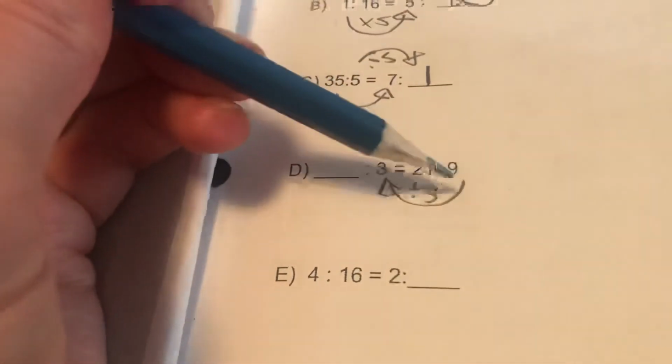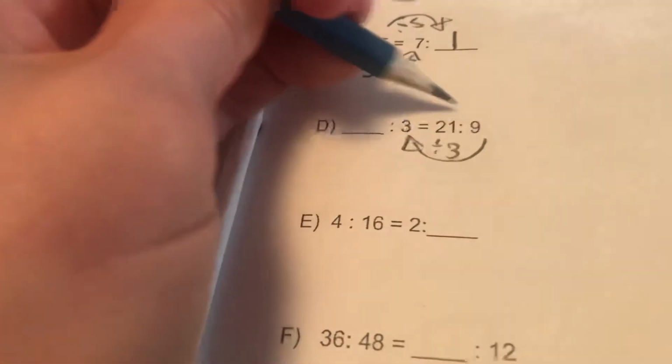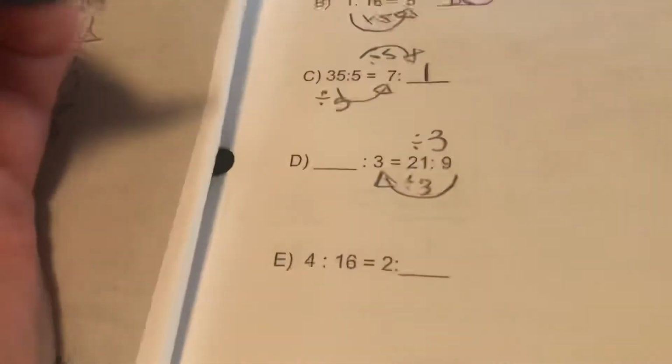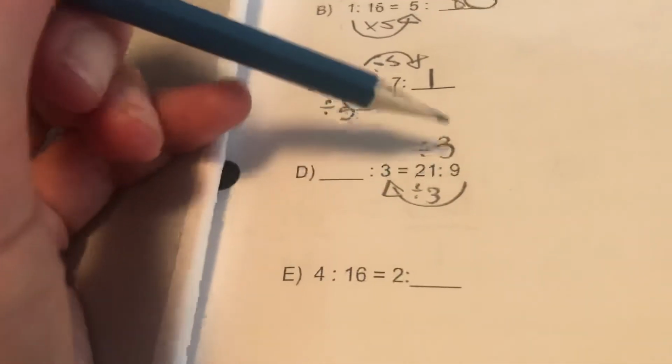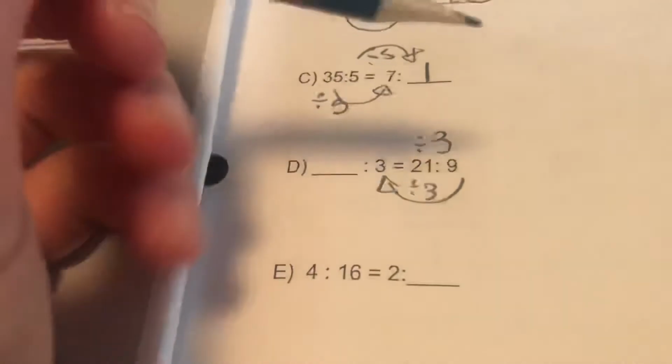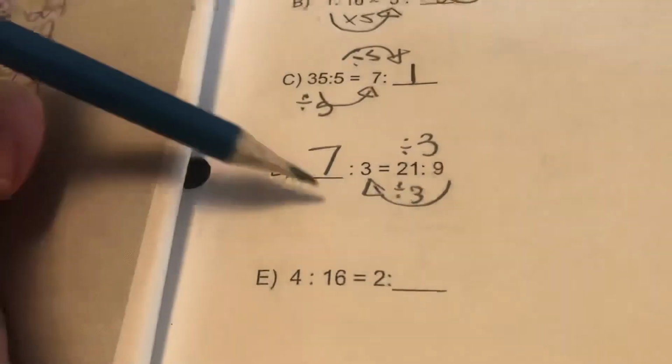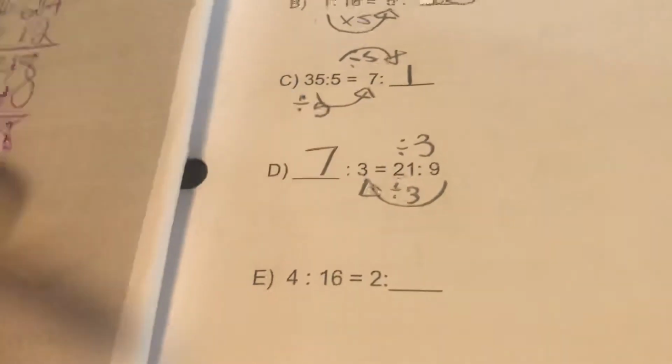So if I divided this side by 3 to end up with this, well, I also need to divide 21 by 3. So this is like saying if you have 21 of something and you make 3 groups, how many are in each group? Well, 21 divided by 3 is 7. Okay, notice how this side of the ratio is bigger on both sides.